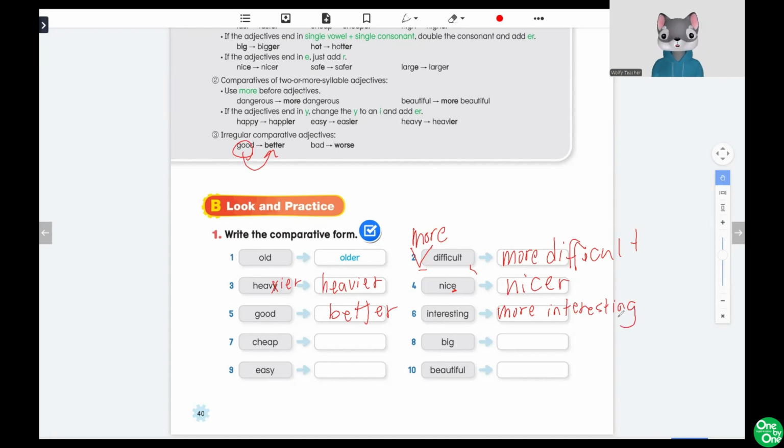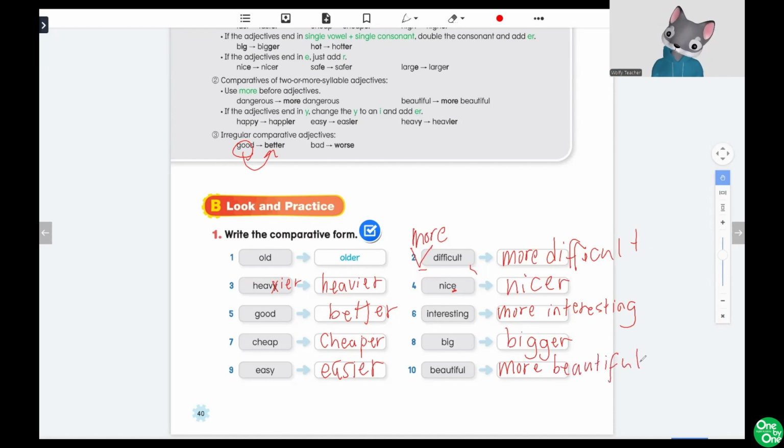Fantastic. Next one, cheap. What is the comparative for this? 뒤에 ER만 붙이면 되잖아. So it's cheaper. Fantastic. What about big? It's only one syllable. Very good. And it's a short vowel and a short consonant. So we need another consonant and an ER. Bigger. Now, easy. Y로 끝나요. 똑같이. Take out the Y and an IER. Beautiful. It's more than one syllable or two syllables.